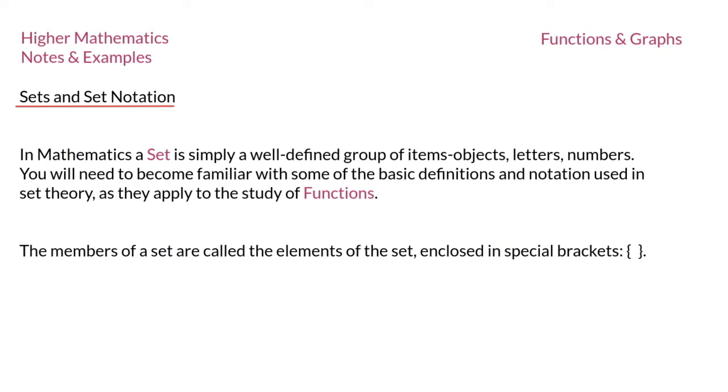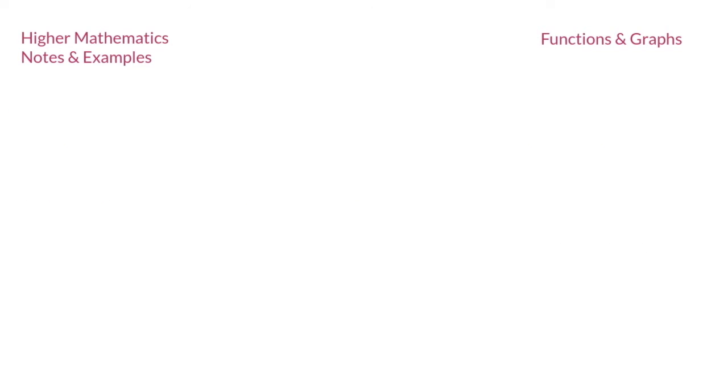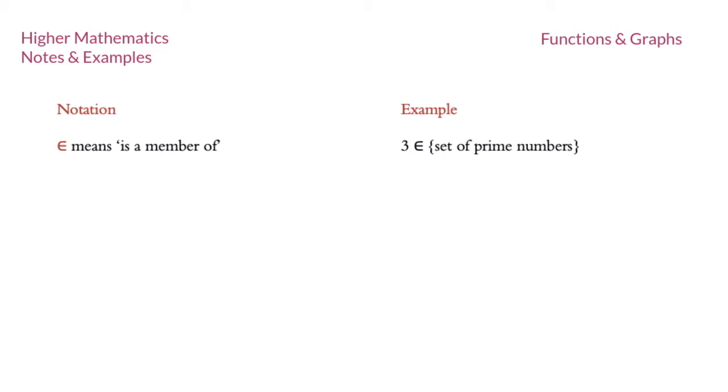So the members of a set are called the elements of the set, and we use special brackets to enclose those elements. What we'll do first of all is look at some notation and an example in each case. So if we look on the left hand side for our notation, first of all we can talk about elements that are members of sets. So this symbol means is a member of, and clearly 3 is a member of the set of prime numbers. 3 is a prime number.